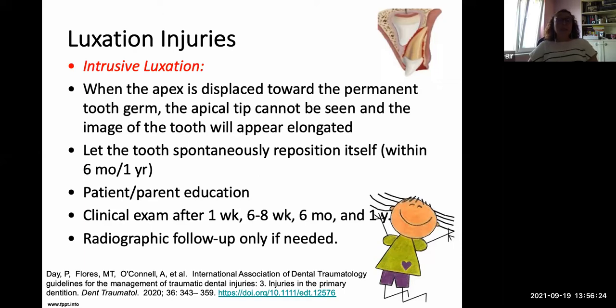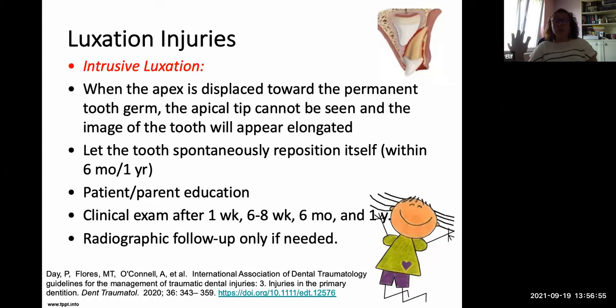In the previous guideline of IADT, extraction of the tooth is suggested in this situation. But now, in the most current one, the guideline which is published in 2020, it is just advised that we should let the tooth spontaneously reposition in itself regardless of its position.